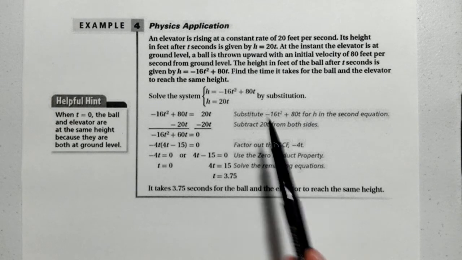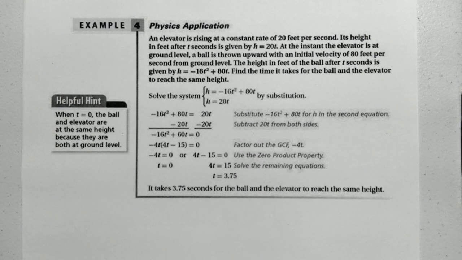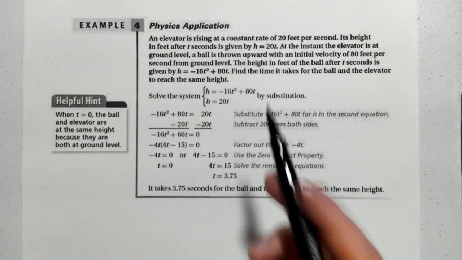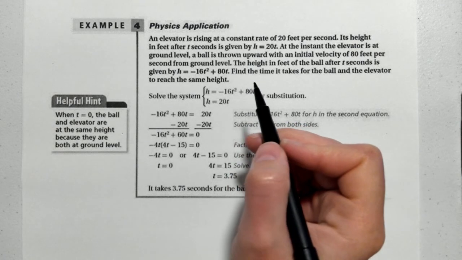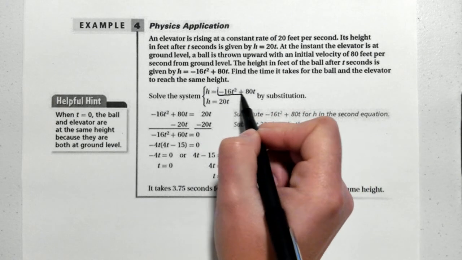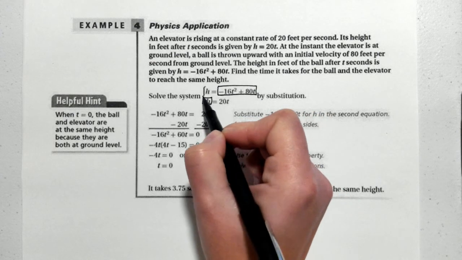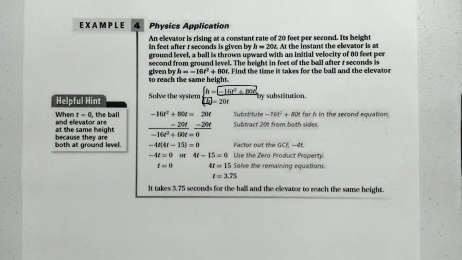So we have these two equations and we're going to solve the system. And you can use substitution here since they're both solved for h. You're going to take what h equals in the first equation and replace it for h in the second one. So you'll have negative 16t squared plus 80t equals 20t. Write it in standard form. Then factor out your GCF. The GCF here is negative 4t. So you'll have negative 4t times the quantity 4t minus 15. Set both your factors equal to 0 and solve.